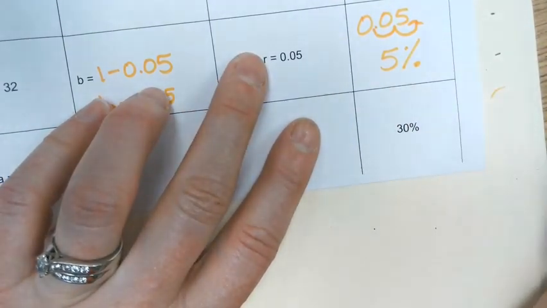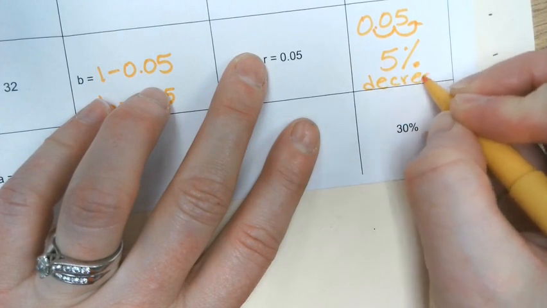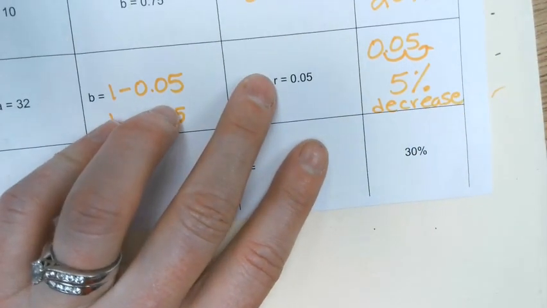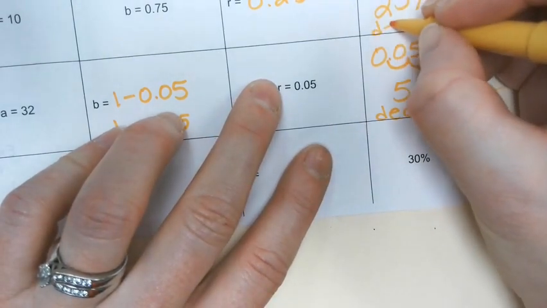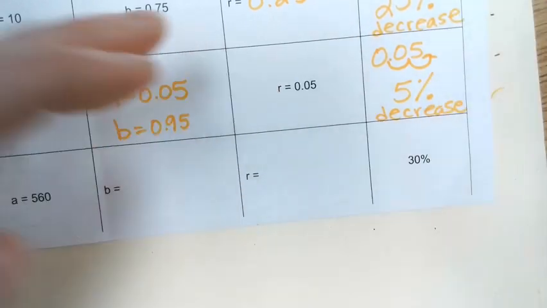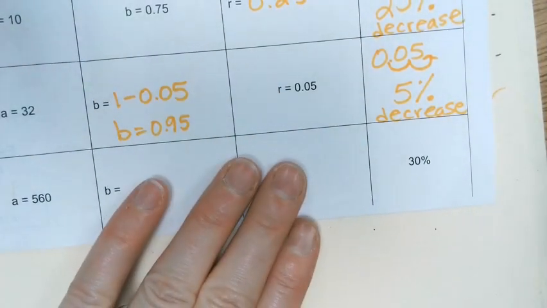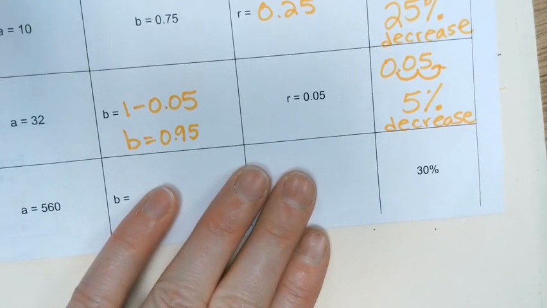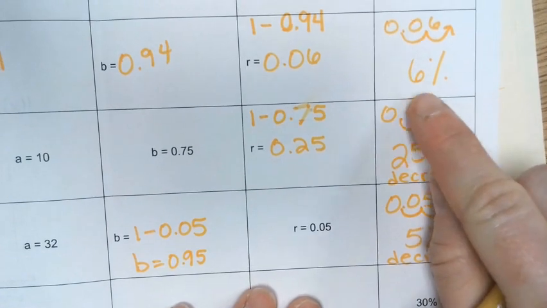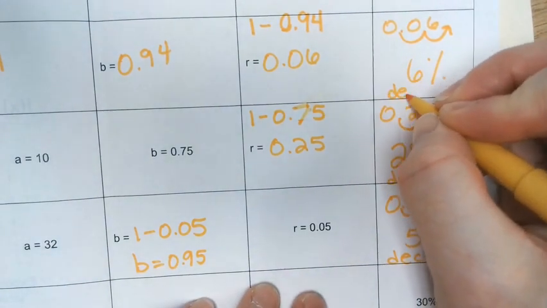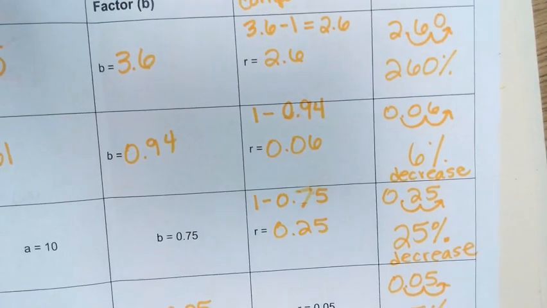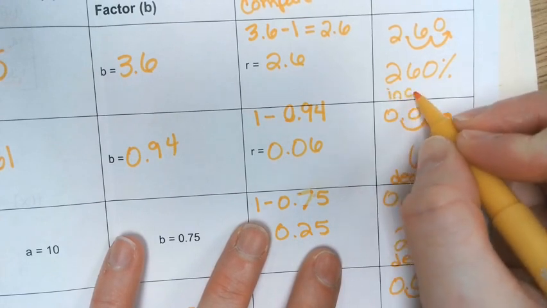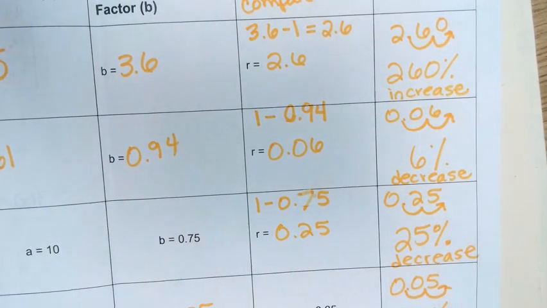So anytime it's decay, it's a decrease. Go ahead and write the word decrease on there. Anytime it's decay, it's decrease. This one up here, 6%, it's a decay, so it's a 6% decrease. And then that first one, 260% increase. Imagine your money increasing by 260%. That would be awesome.